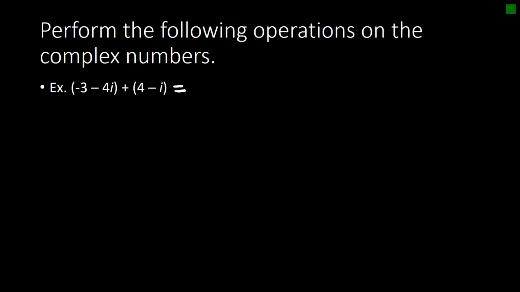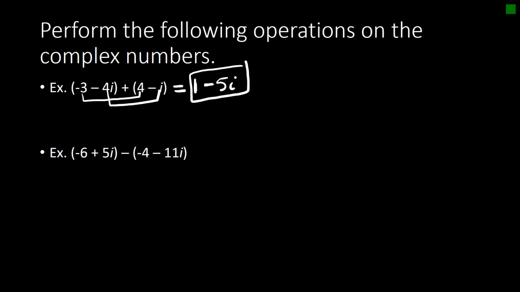So we have negative 3 plus 4, which is 1, and we have negative 4i minus i, which is negative 5i. So our number is 1 minus 5i.